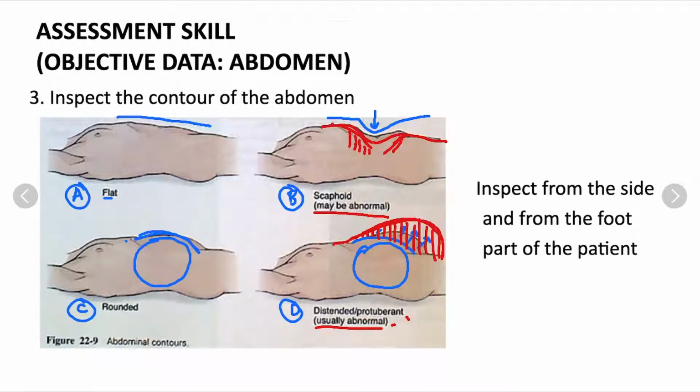So these are the 4 types of contour of the abdomen. First, we have your flat. Second, you have your scaphoid, rounded, and last but not the least, your distended or your protuberant abdomen. Okay, so you could inspect this from the side, right side of the patient. You visualize it on what type of contour. You could also go to the foot part and visualize the abdomen contour of your patient.